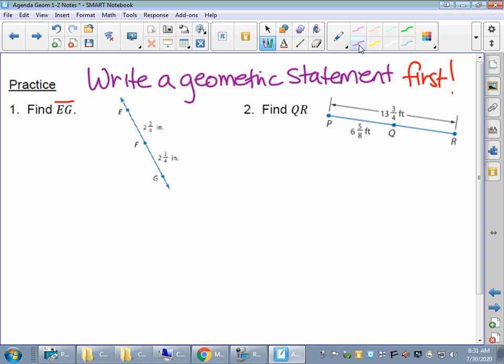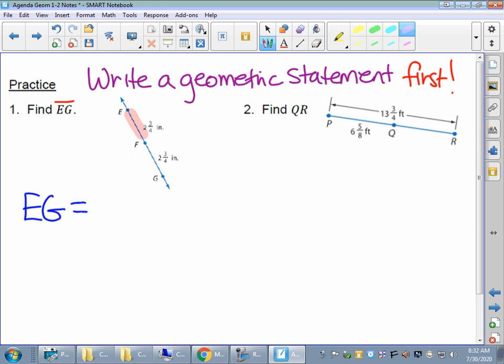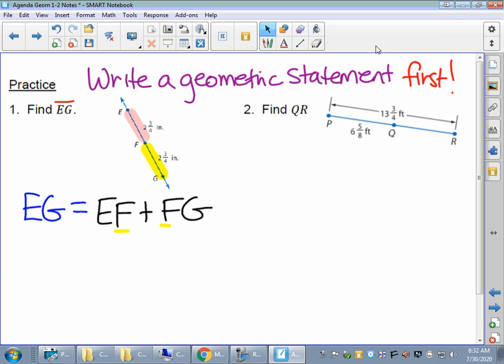So my geometric statement, if I want to find segment EG, what two parts make up segment EG? Well, if I'm going to highlight like I did before, this piece plus this piece equals the whole EG, right? So that first piece is EF plus FG. Notice these two have to back each other up. They have to be the same point because that's what's in between. So point F is between E and G. They're collinear. So now I can put things in.